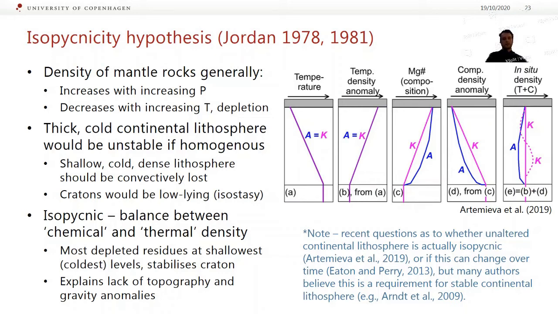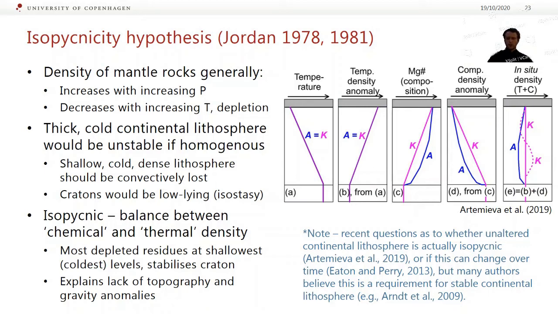So Jordan came up with this isopycnic hypothesis to kind of explain this, and this is the idea that there's a balance between chemical and thermal density. So essentially, you offset this increased density from temperature by having more depleted mantle, which is chemically more buoyant. So if you have the most depleted residues at the shallowest or coldest levels and the less depleted stuff at the bottom, then this should stabilize your craton, and then you can preserve a craton for billions of years.